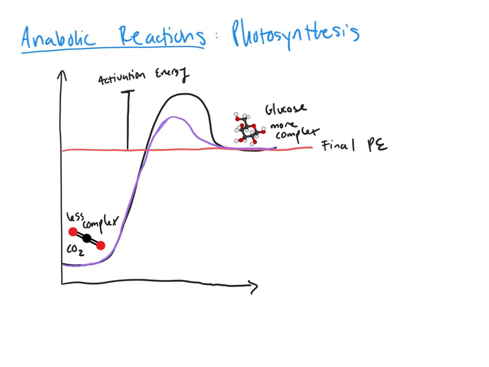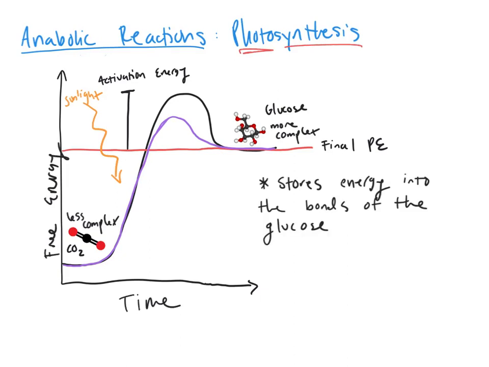And where does the energy come from in this particular reaction? Well, we know photo means light, and synthesis means to make. So we're actually using energy from the sun or sunlight to synthesize a glucose. So sunlight is actually being stored in the bonds of the glucose. So we're taking energy and storing it instead of breaking something down and releasing energy to use it. And all the enzymes are going to do is lower that activation energy, so this happens faster.